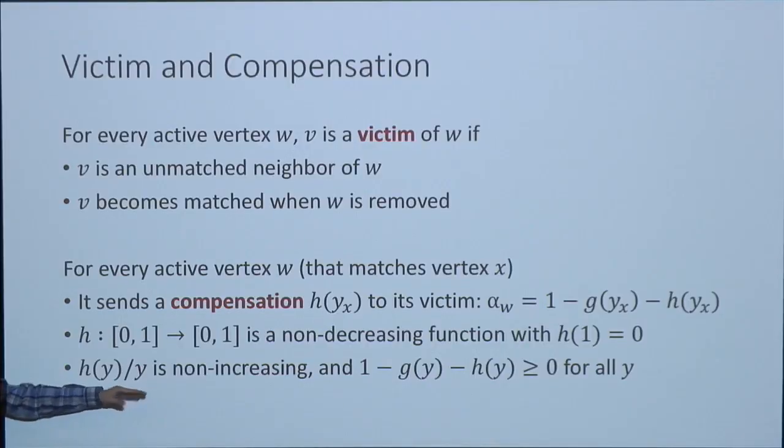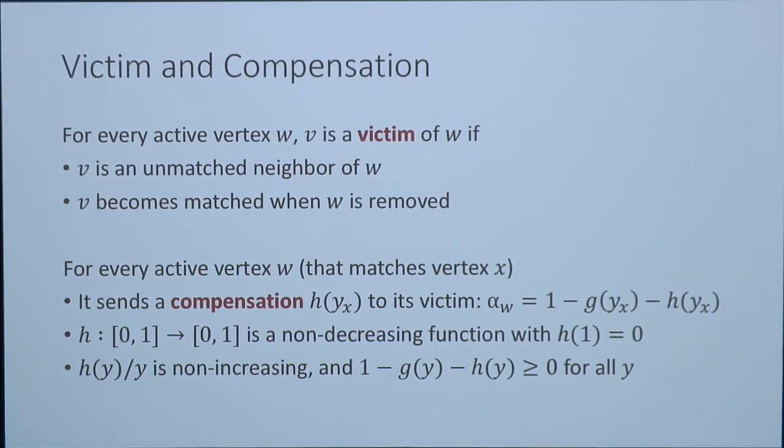So if w is matched to some vertex x, I'm going to send a compensation that depends on the rank of x. Of course, I want to choose the function such that, first of all, whatever share that w is getting is enough to pay for this compensation. And also, for some technical reason, I need h itself to be non-decreasing, but once we divide it by y, it's non-increasing. But that's for technical reason in the analysis. Now, instead of getting to the math, I want to just give you some intuition why it makes sense to have w send a compensation to v to solve the problem.